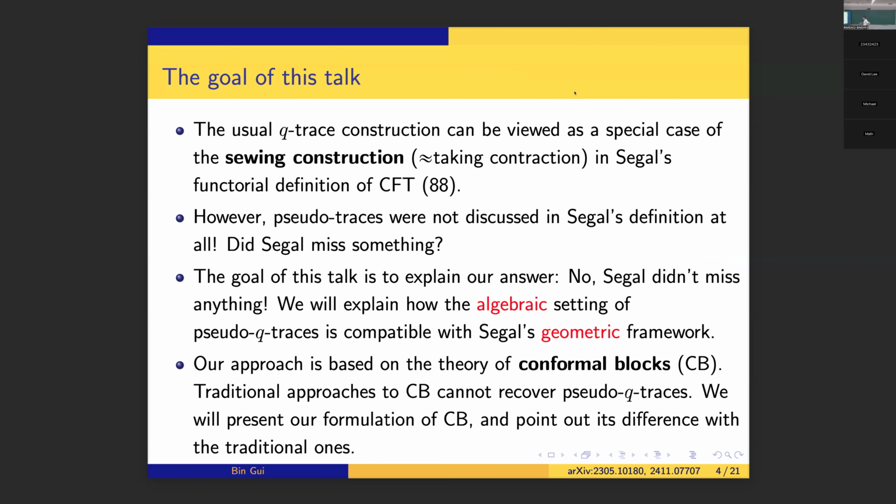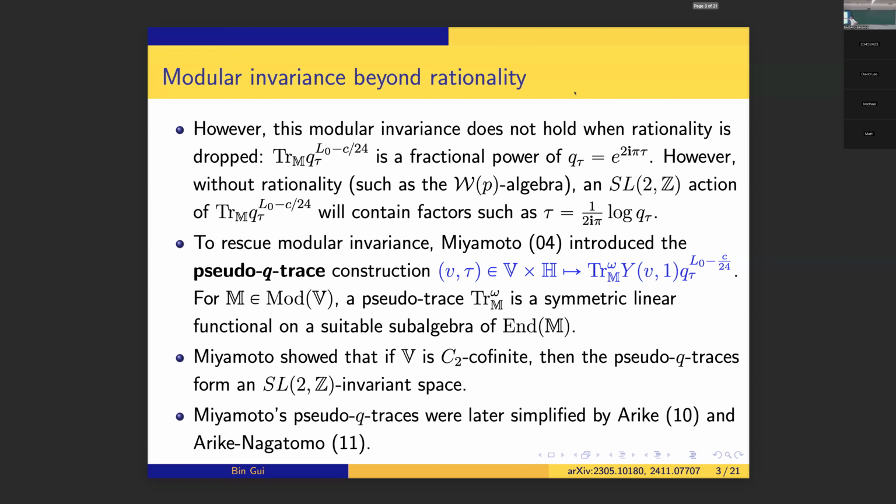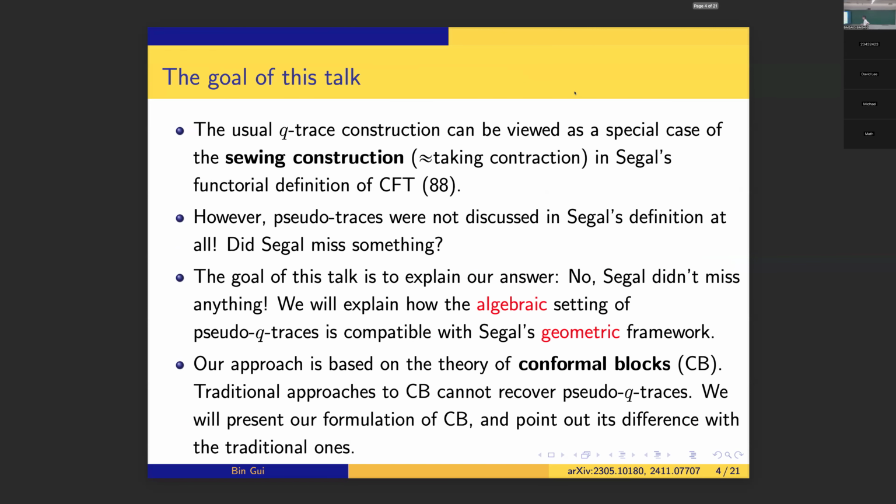So you see that the usual q-trace, I mean the q-trace of this one, is basically just a contraction, right? So it's quite compatible with the sewing construction in Segal's definition of CFT. However, it seems that pseudo-q-traces are more complicated than the ordinary q-traces, and it seems that pseudo-q-traces were not discussed in Segal's formulation of CFT. So the question is, did Segal really miss something?